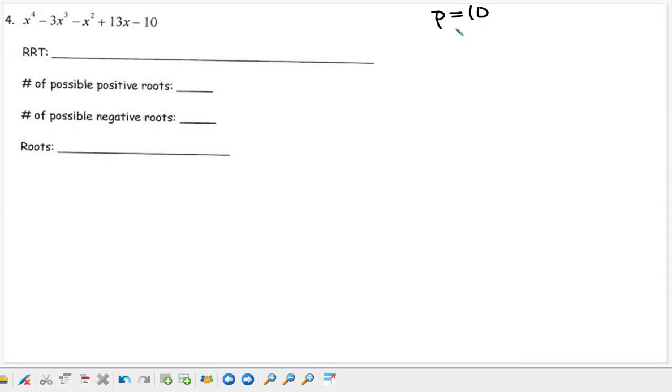So P is 10, the constant, with factors 1, 10, 2, 5. Q is the first term, so 1. So plus or minus 1, plus or minus 2, plus or minus 5, and plus or minus 10, right?